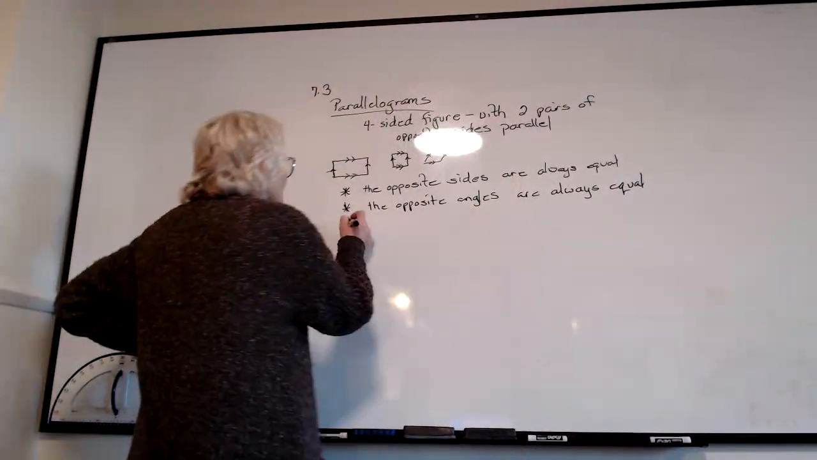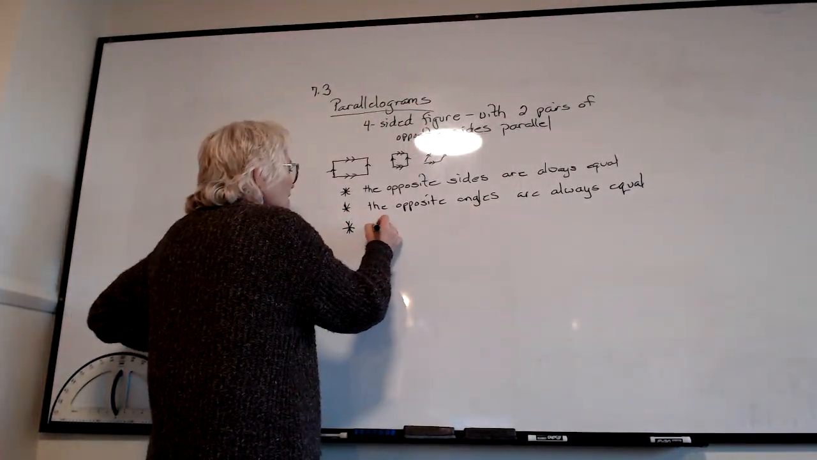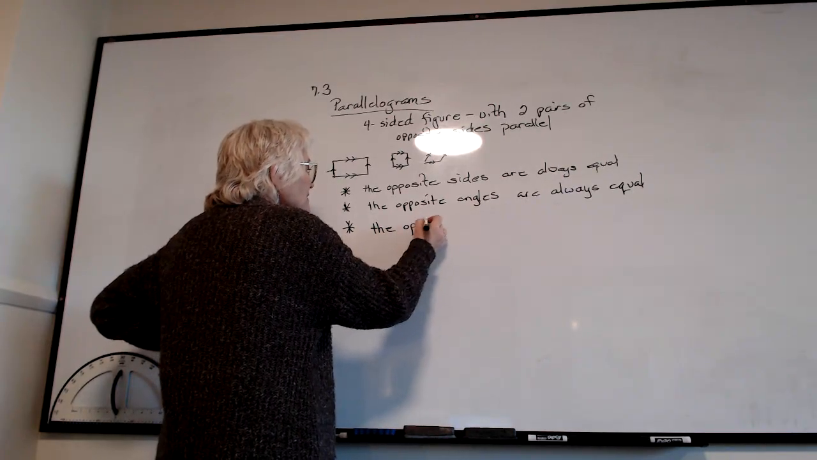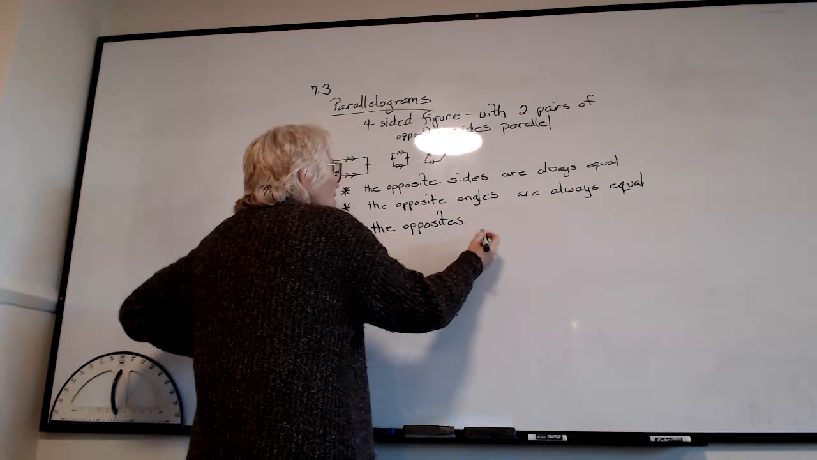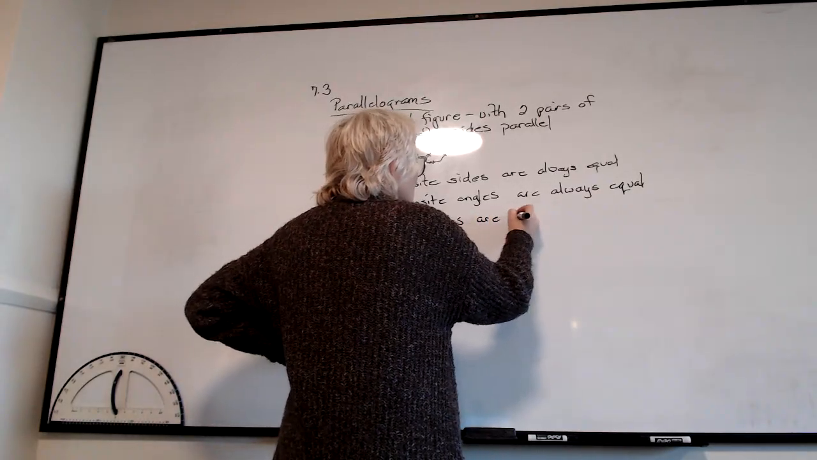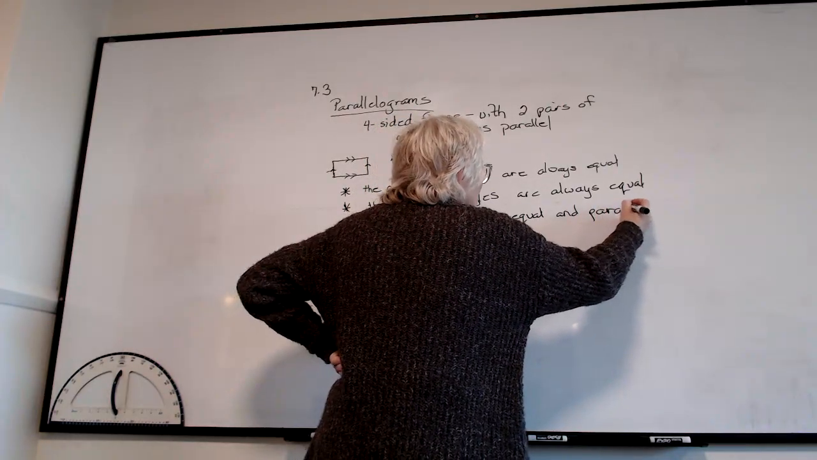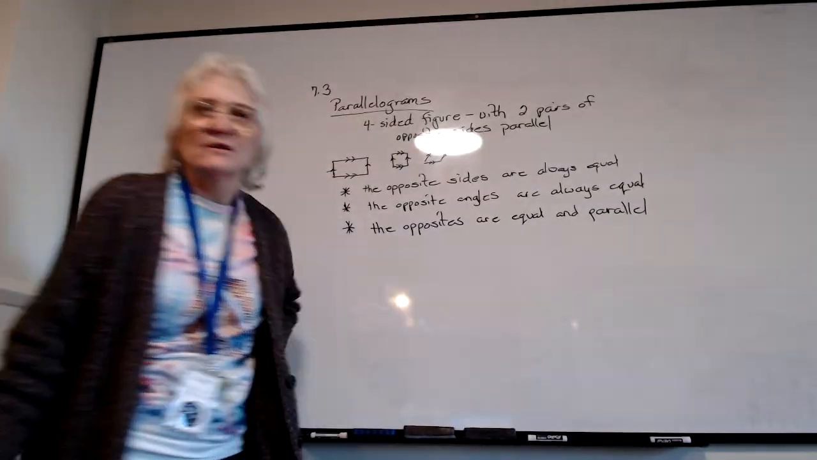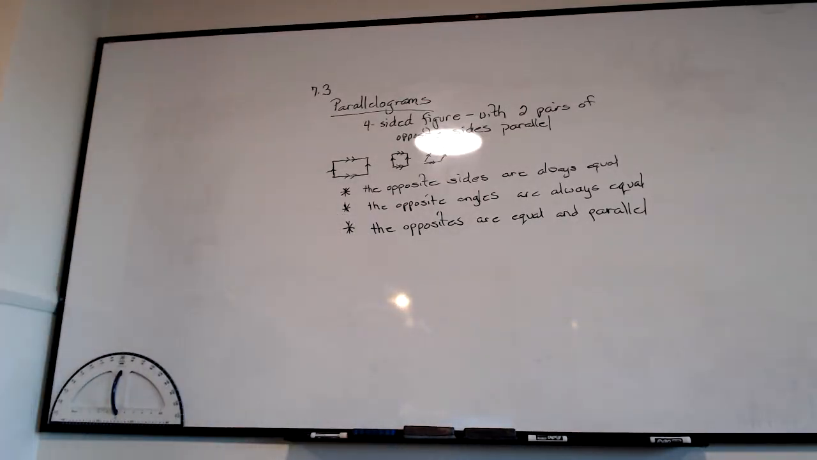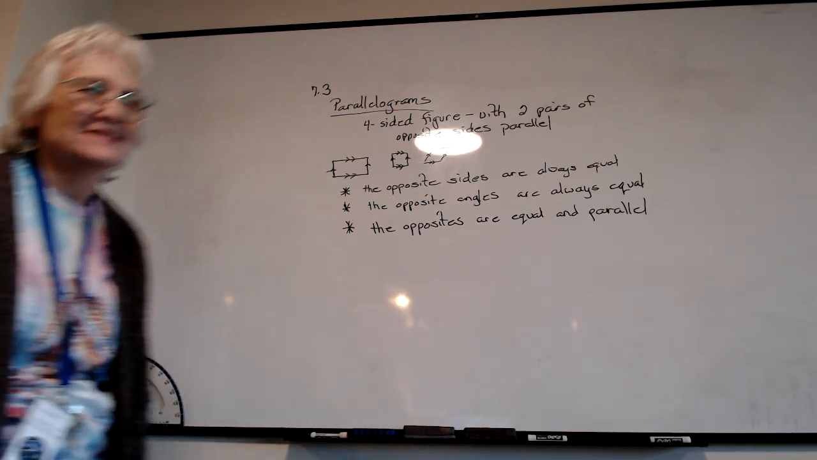You can also prove that you have a parallelogram if the opposite sides are equal and parallel, then you have to have a parallelogram. So if you know that you have two sides that are equal and that they're parallel to each other, you do know that that's a parallelogram. Or if you have a parallelogram, you can say the opposite sides are equal and they're parallel. All this kind of goes round and round in circles.